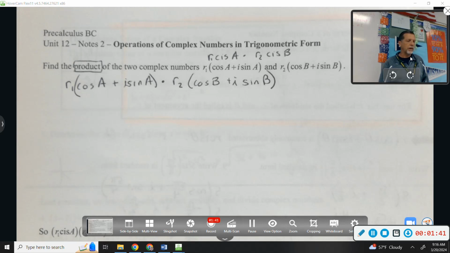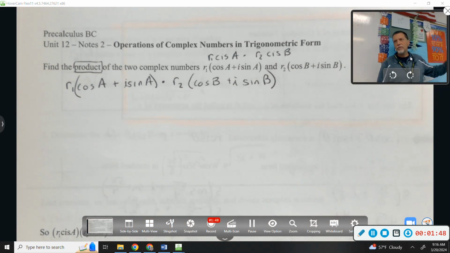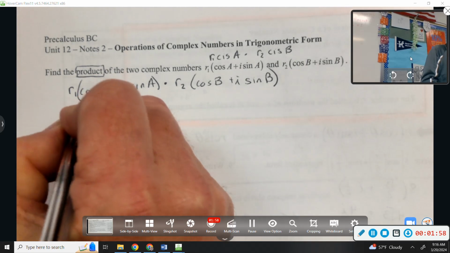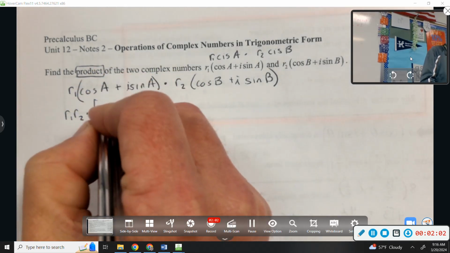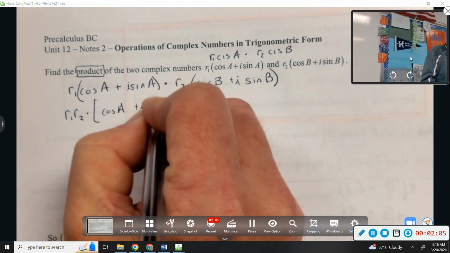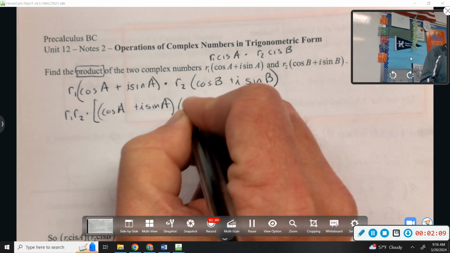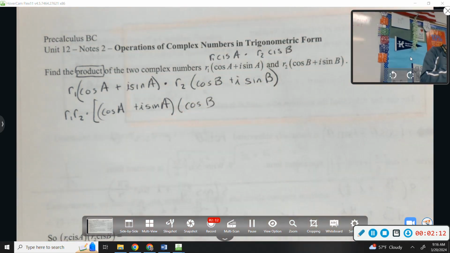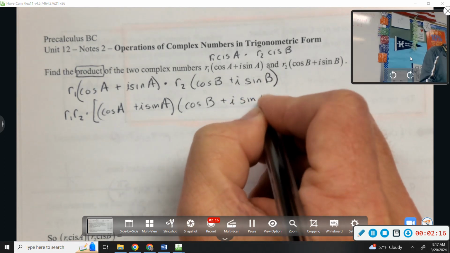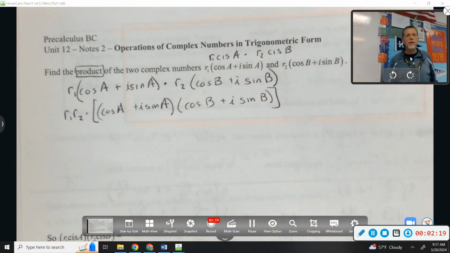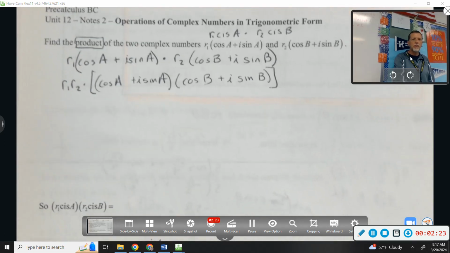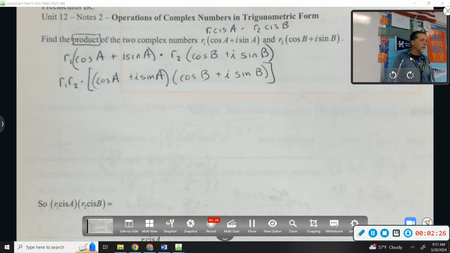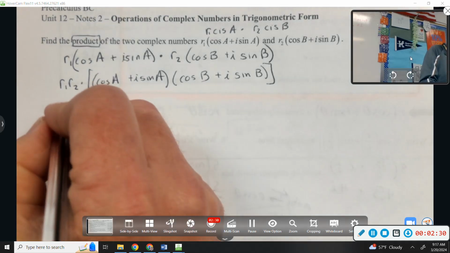Okay, that's a lot of stuff going on there. But I think I want to do the r1 times r2 and just put that out front. That way I can FOIL the rest of that stuff. So r1, r2 out front. And then what's left on the inside is cosine A plus i sine A times cosine B plus i sine B. All I did was move the r1 and r2 out front.